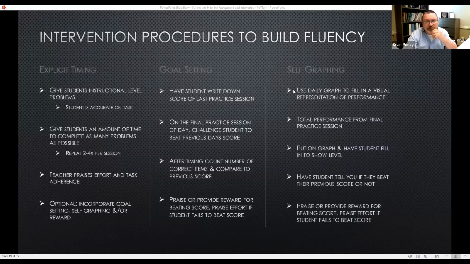Self-graphing is pretty self-explanatory. You use a daily graph to fill in a visual representation of performance, total performance from a final practice session. Put it on the graph, have students fill in to show the level, and have the student tell you if they beat their previous score or not. Praise and provide reward for beating the score, and praise effort if the student fails to beat the score.